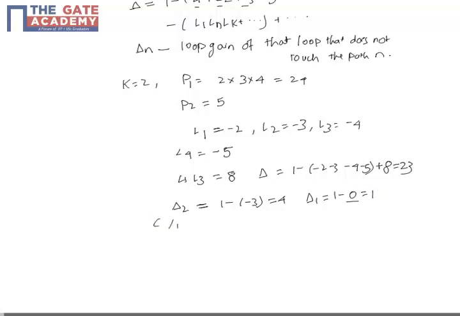Now C by R is equal to, by substituting all the values, 5 into 4 plus 24, divided by 23. This will be equal to 44 by 23. That is the solution of this particular problem.